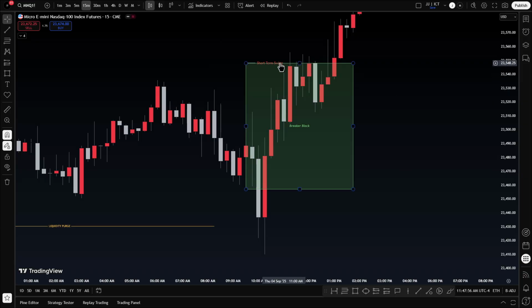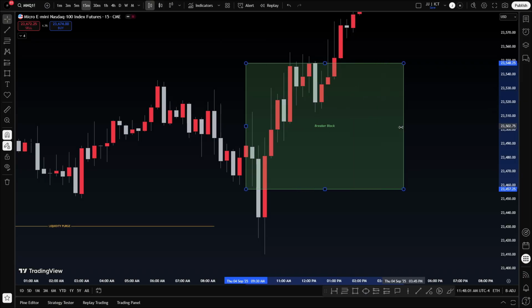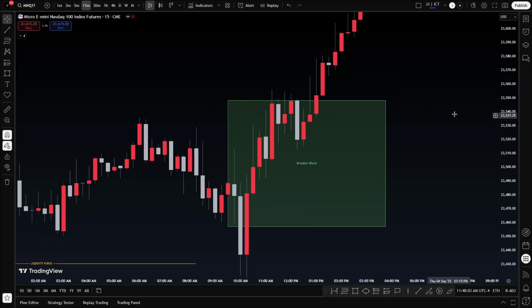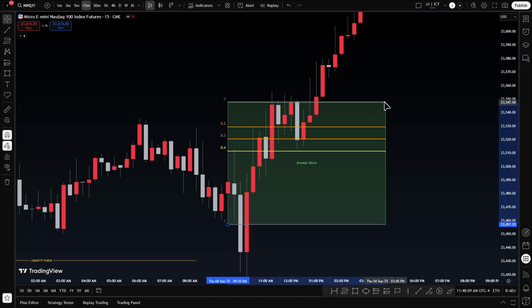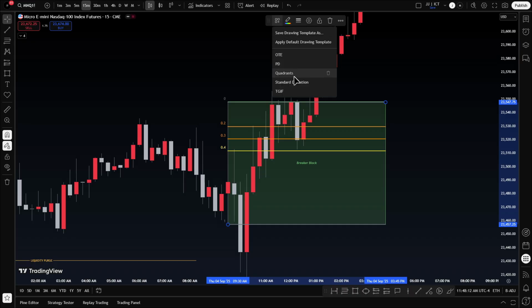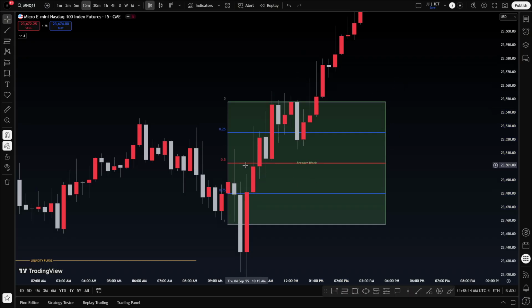You might be like, what the world? Yes, this entire thing is the breaker block. And I am not kidding. This entire thing is the breaker block. You're probably like, well, since this is so large, you can add quadrants to it, right? Well, of course we can add quadrants to it. That's a no-brainer. Look at that. Boom, quadrants. See how price just respects equilibrium? Matter of fact, it doesn't even go to it.